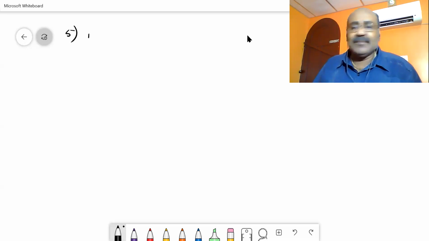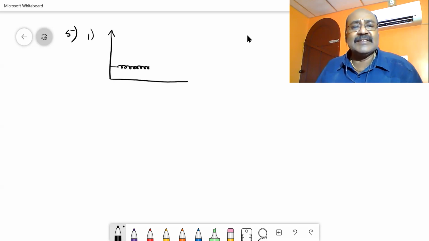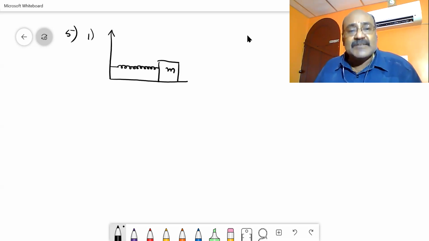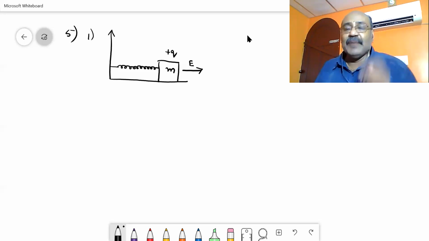See, the first diagram that was being given: you are having a rigid support and a horizontal plane. In this, a spring is connected to the rigid support, and the other end of the spring is connected to a block which is having a mass m. This block of mass m is given a charge q. And an electrical field is acting on this charged body in this direction. What is the free body diagram that we have to draw for this?